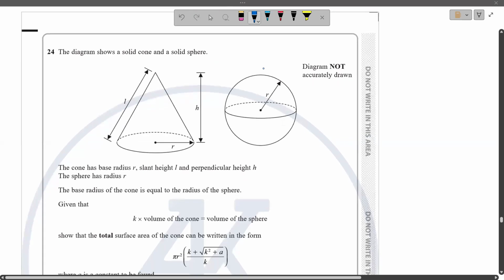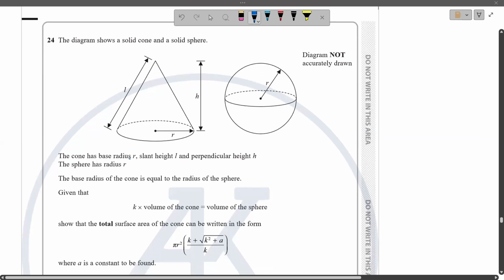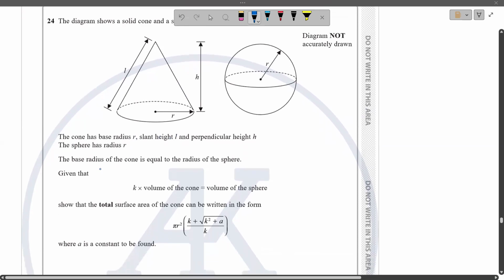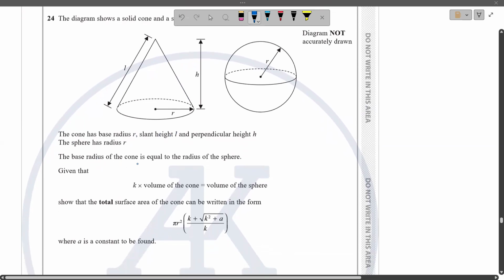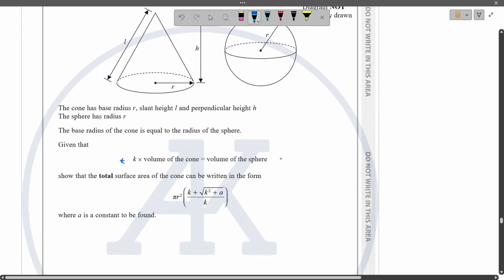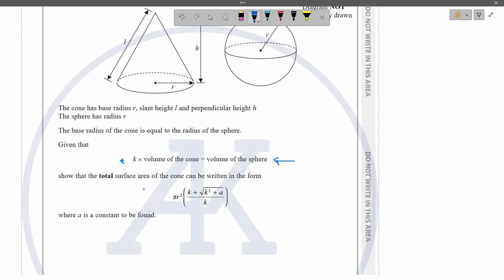Question 24. The diagram shows a solid cone and a solid sphere. The cone and the sphere have radius r, and here the slant height is L, the perpendicular height is h, and the base radius of the cone is equal to the radius of the sphere. Given that k multiplied by the volume of the cone equals the volume of the sphere, we're going to write this as an equation, simplify it, and check what the relations are here.